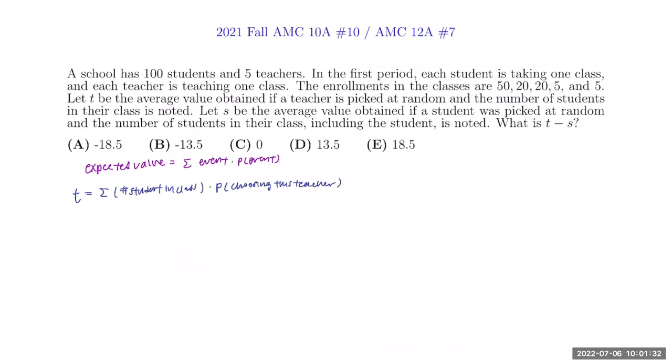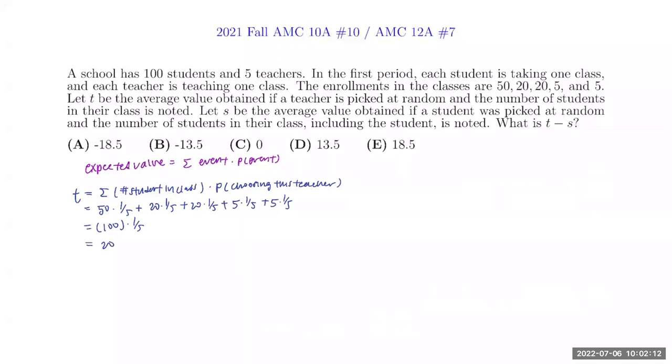So if we perform the math on it, the number of students in the first class is 50, times, out of these 5 classes, there are 5 teachers. So there's a 1/5 chance of choosing this one teacher. Similarly, the next class is 20 students, 1/5 chance of choosing the next teacher. 20 students, 1/5, 5 students times 1/5 plus 5 students times 1/5. So if we add all these up, we get 50 plus 20 plus 20 plus 5 plus 5, which gives us 100 times 1/5. And this leads us to T equals 20.